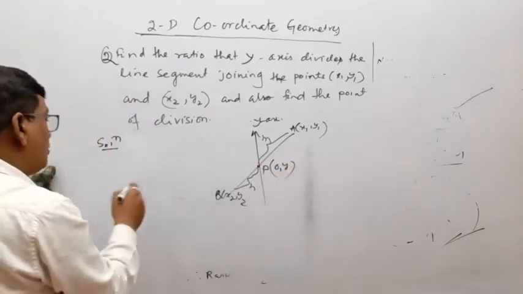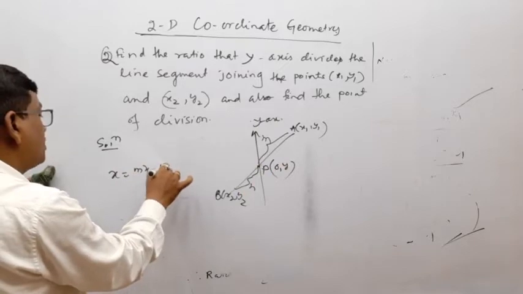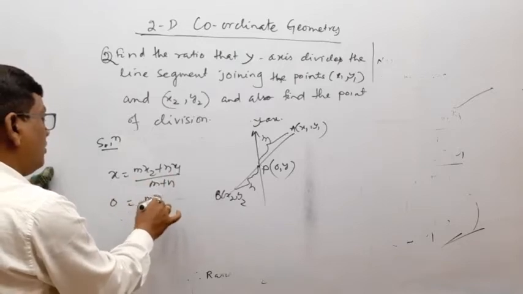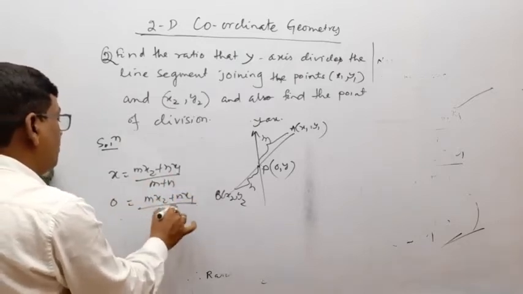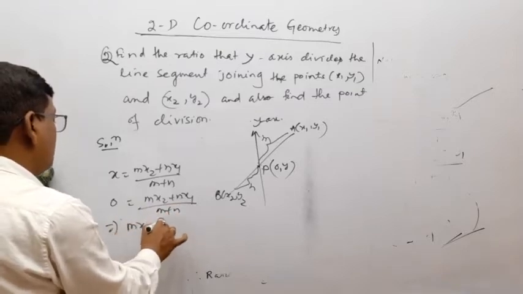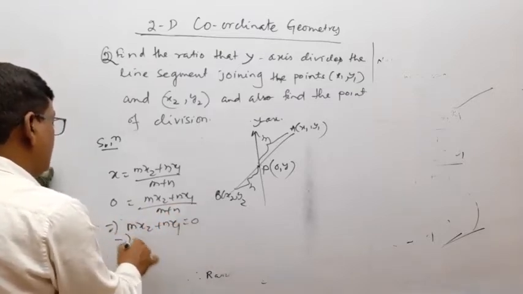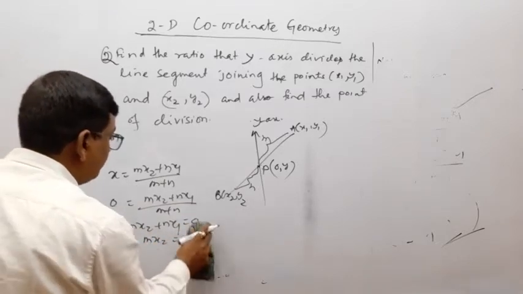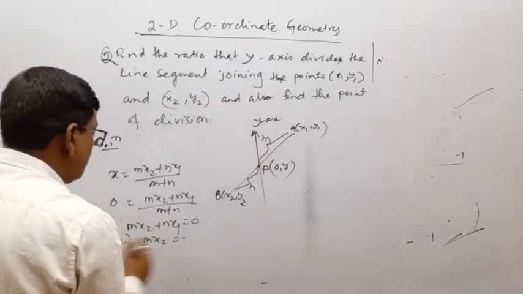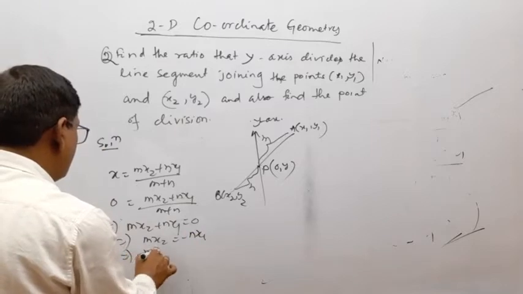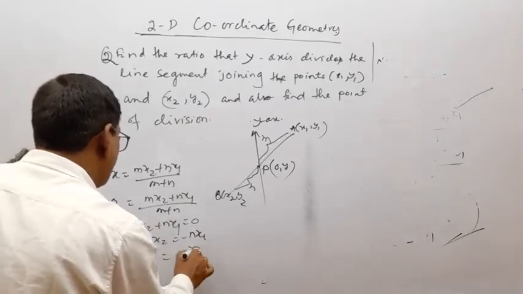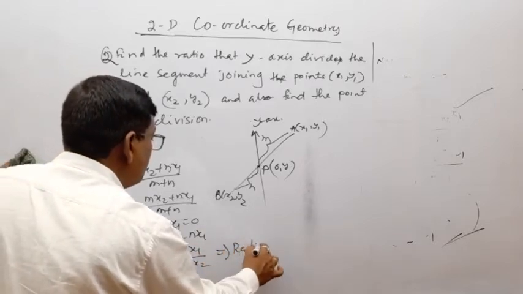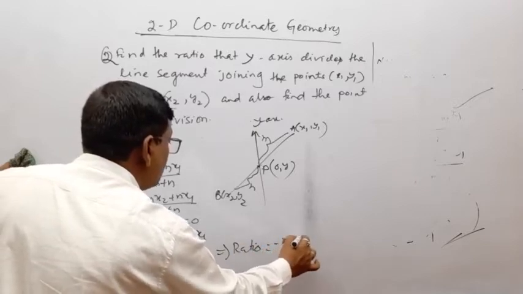We know x is equal to (m x2 + n x1) divided by (m + n). So what is x here? x is equal to 0, so (m x2 + n x1) divided by (m + n) is 0. That implies m x2 + n x1 is equal to 0, which implies m x2 is equal to minus n x1. So m by n is equal to minus x1 by x2.